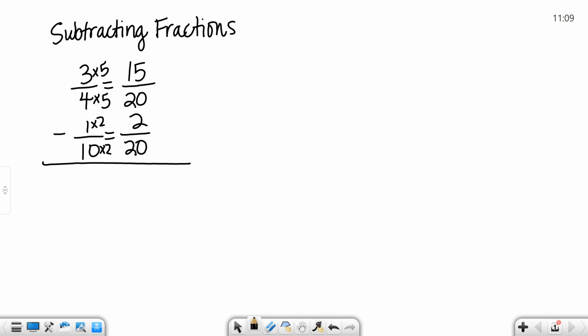Now, when we subtract, just like we add, we only subtract the numerators of the fractions. The denominator stays the same. So 15 minus 2 is 13 over 20, and that answer will not reduce, so that is our final answer on that problem. Okay, let's try another one.